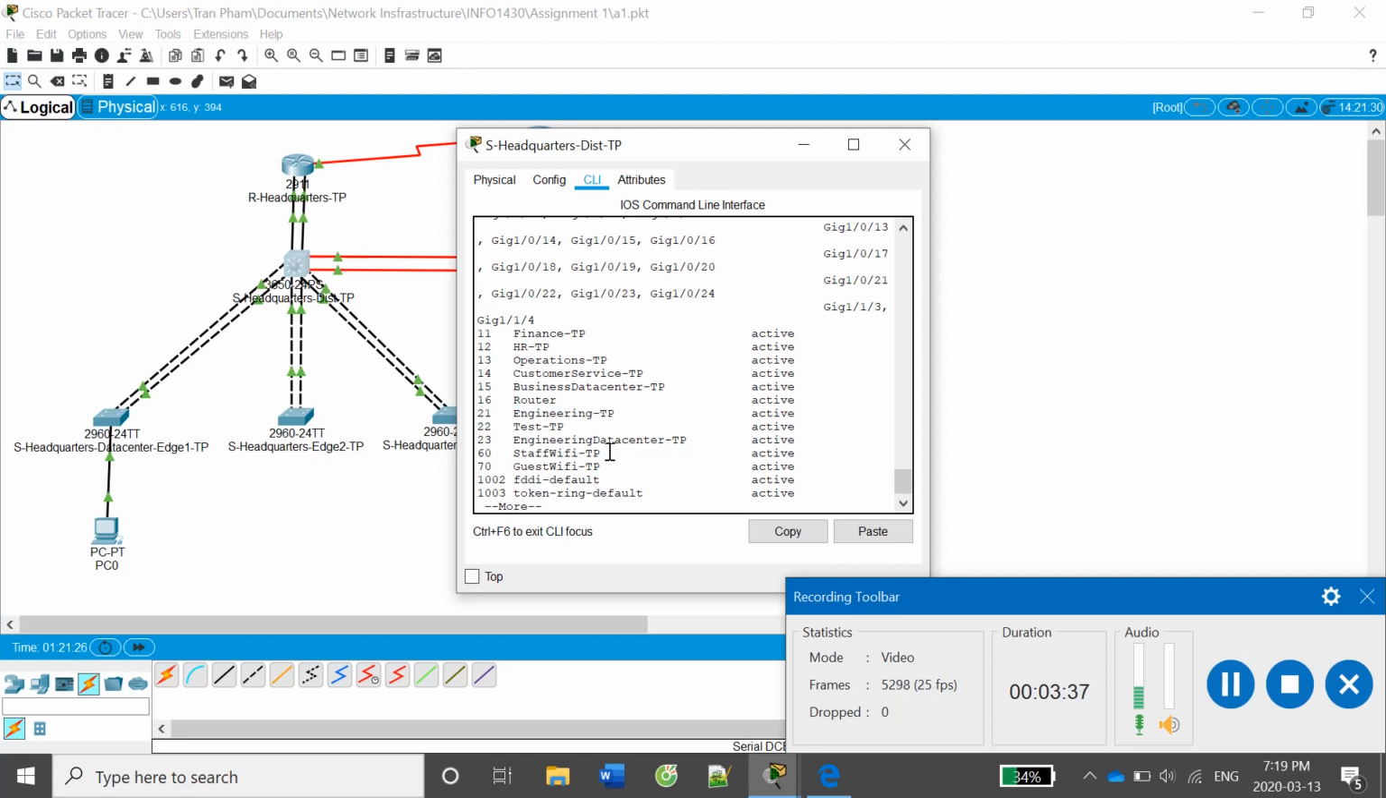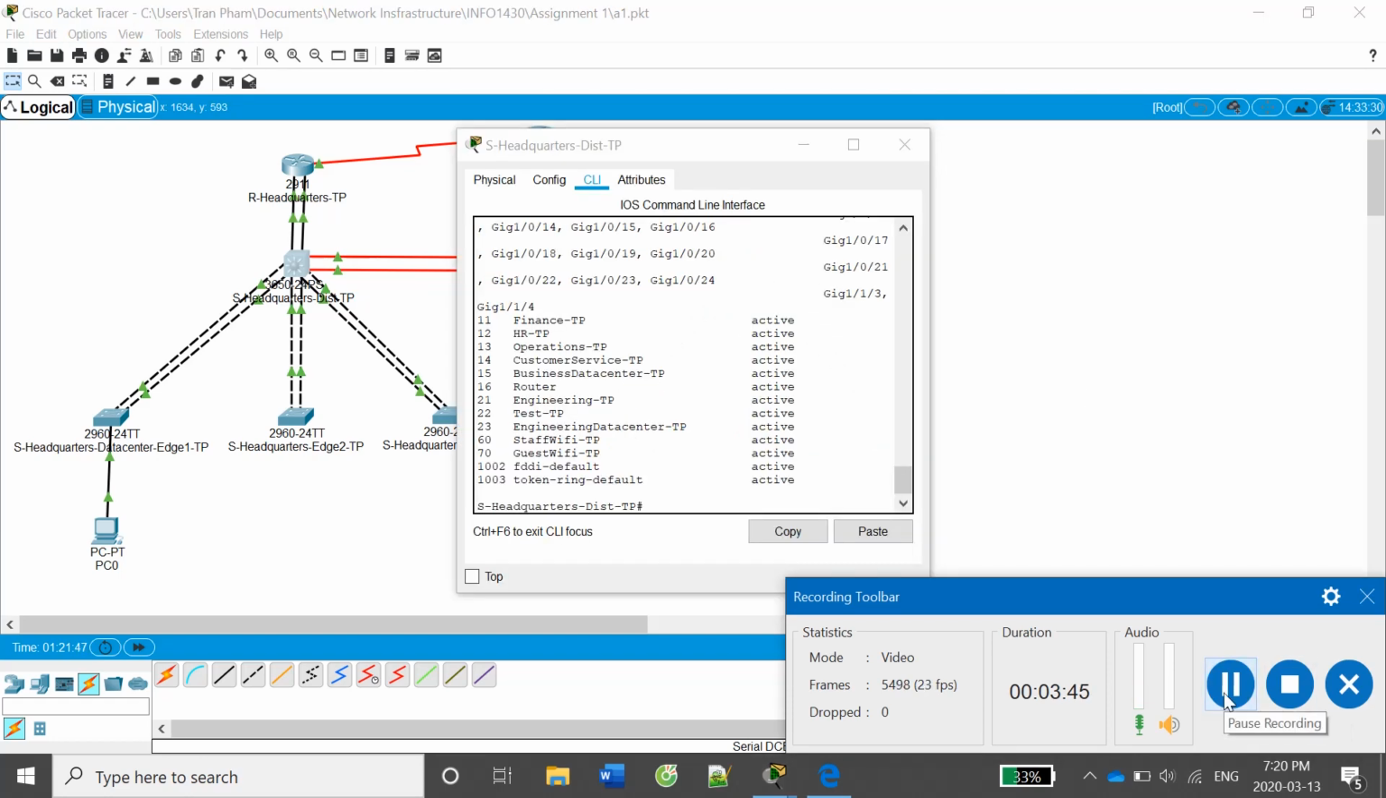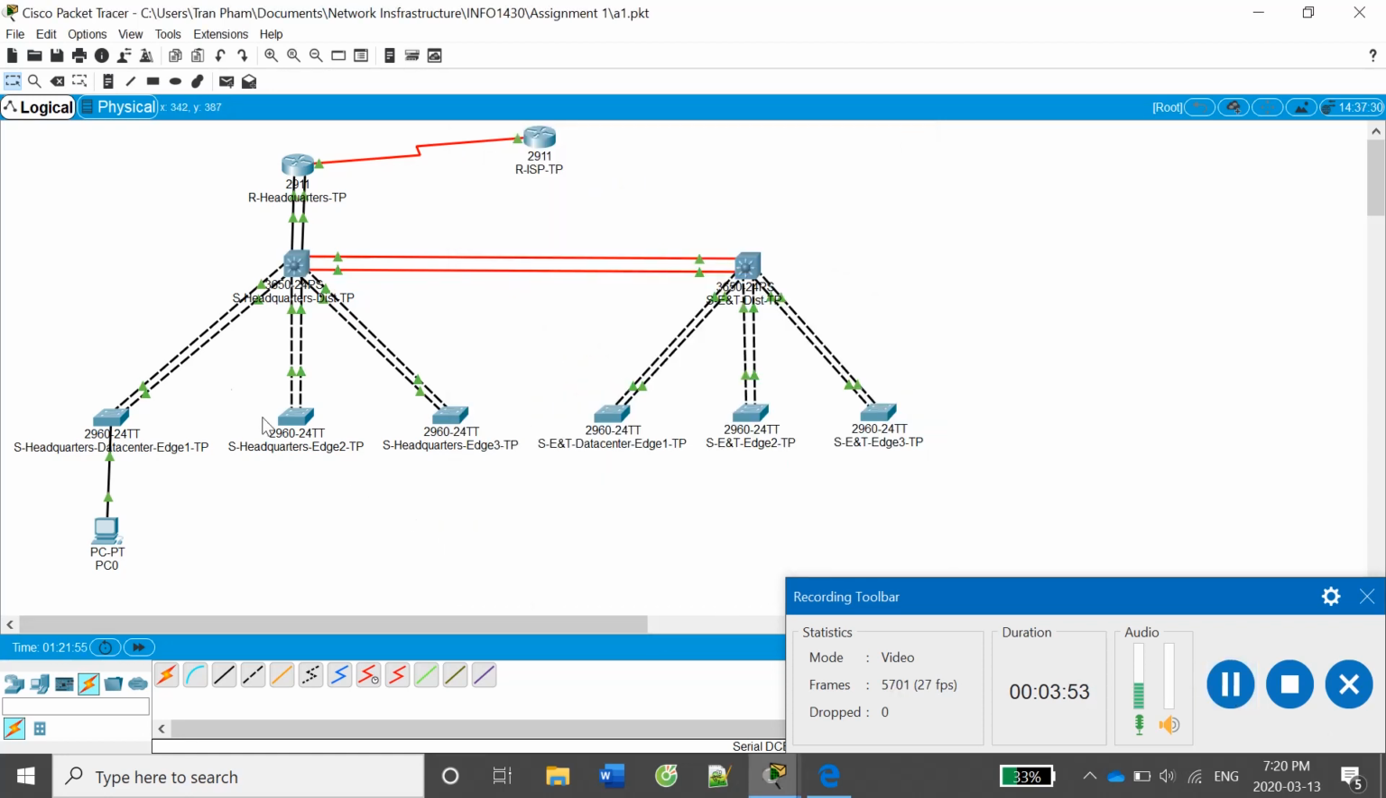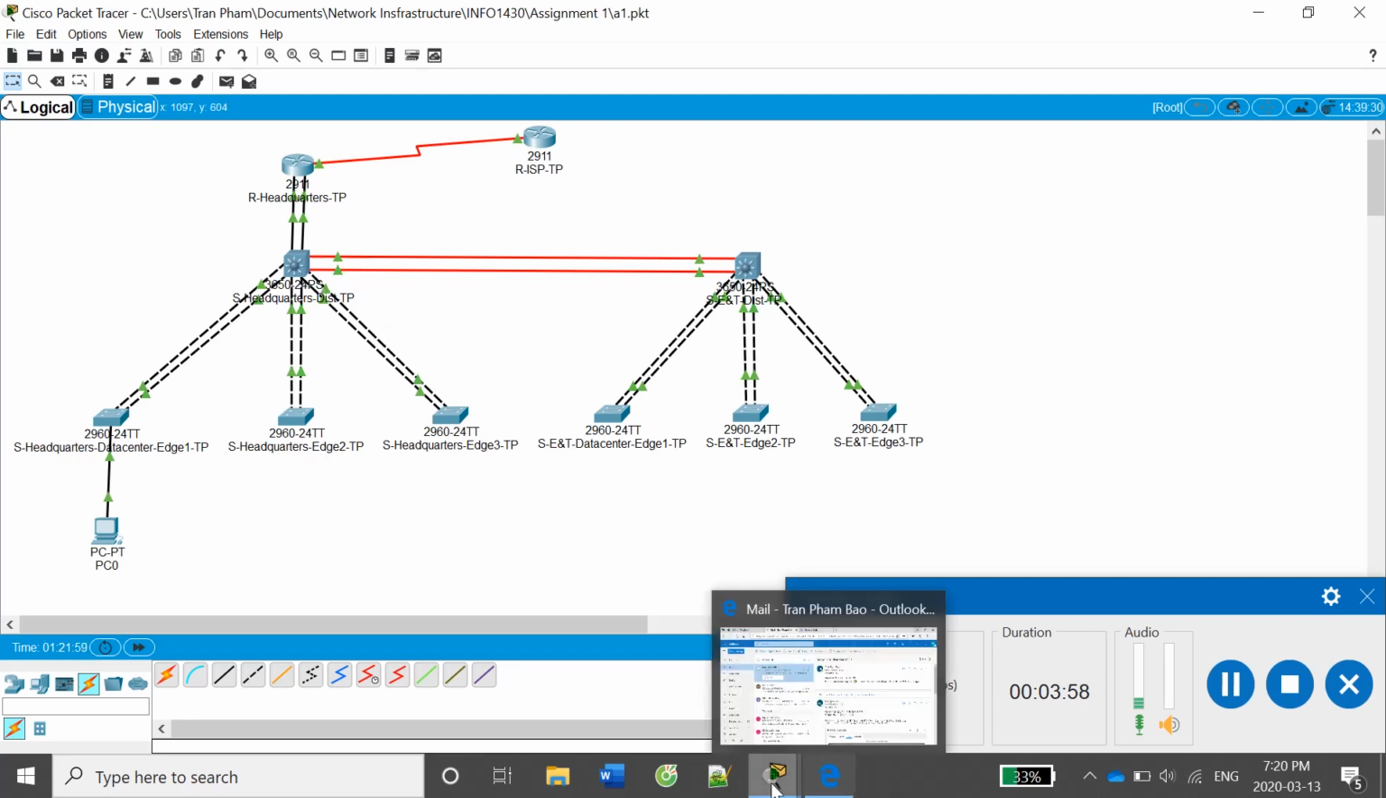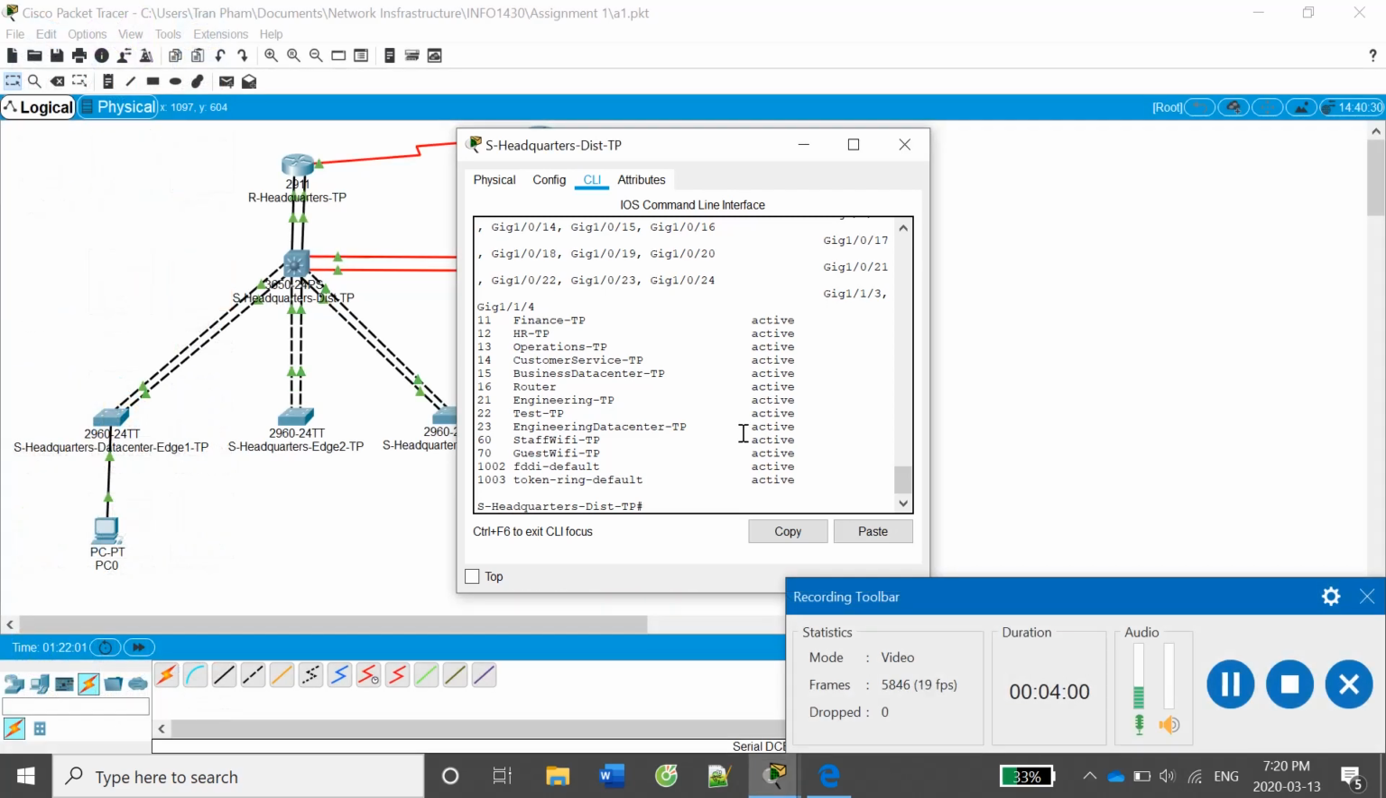For the staff Wi-Fi and guest Wi-Fi, I put them into 60 and 70, just randomly. I also trunk the inter-switch links. It means trunking the links between switches. Trunk them all.